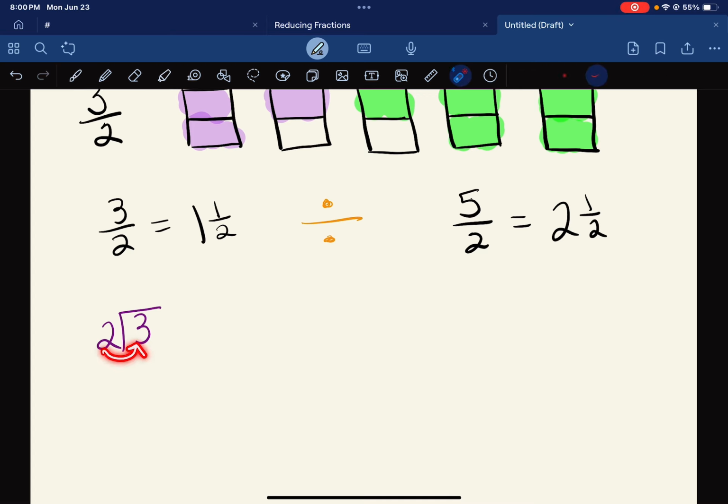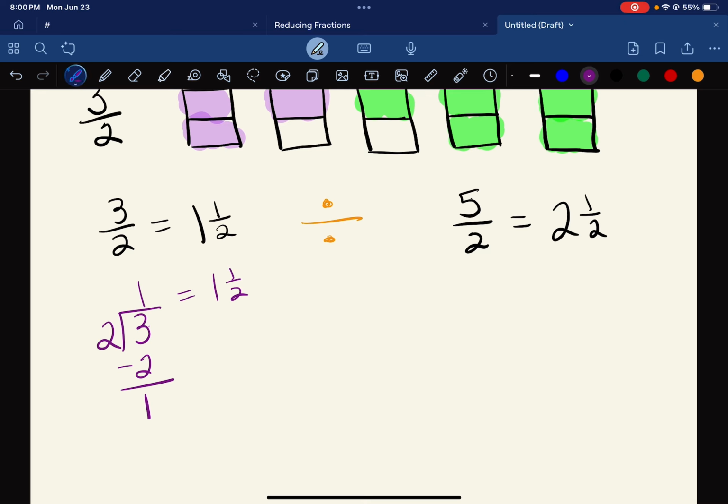2 divided into 3 goes 1 time, and then we multiply. 1 times 2 is just 2, and we subtract. 3 minus 2 is 1. So 1 is our remainder. We have 1 left over out of our group of 2. So this is where we get 1 and 1/2.